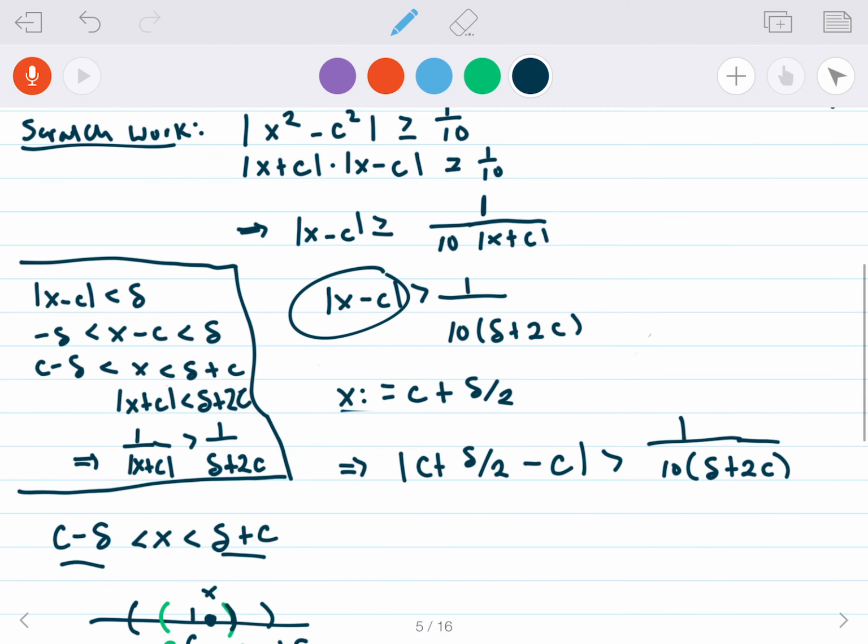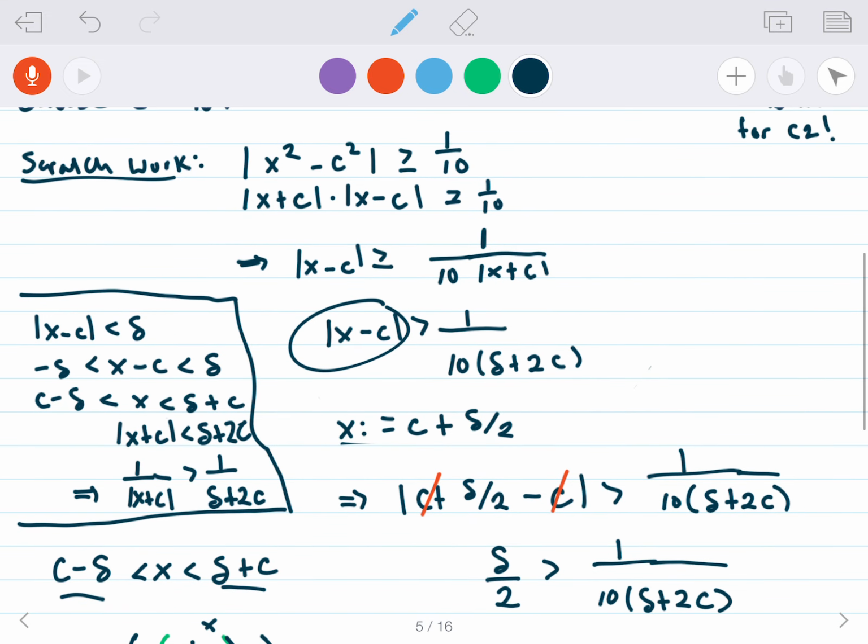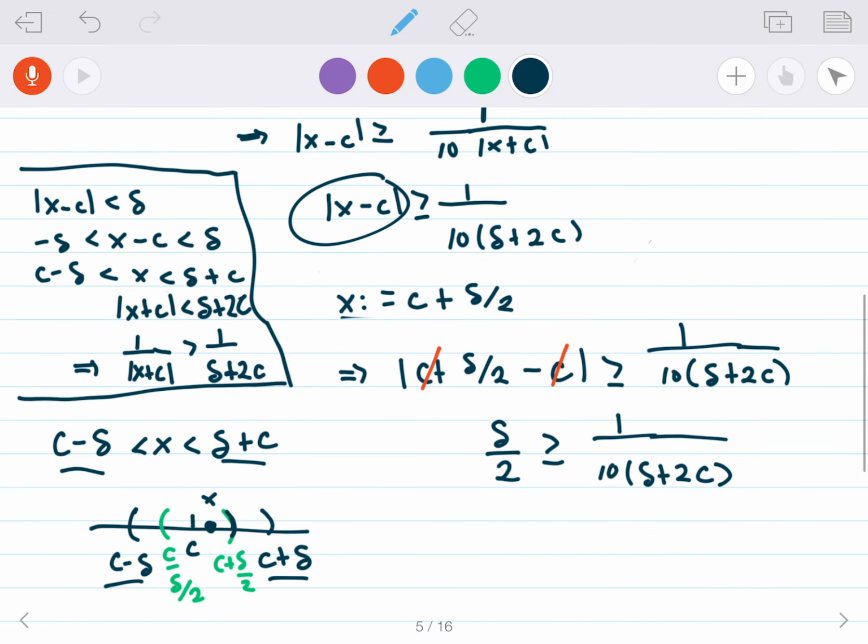Okay, and now I can simplify things. These c's cancel, and that's awesome. And I get delta over 2. I don't need absolute values because delta is positive, greater than 1 over 10 times delta plus 2c. And my mission here is to figure out what c is. Now, I think I should have put maybe greater than or equal to here, but whatever. Okay, so let's find a c that works here.